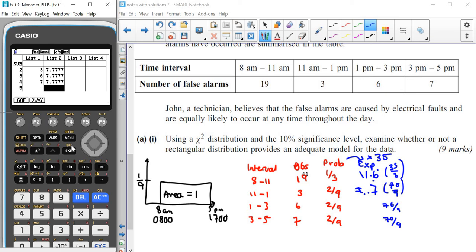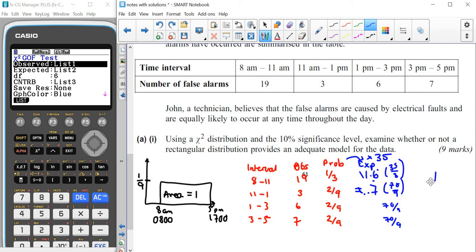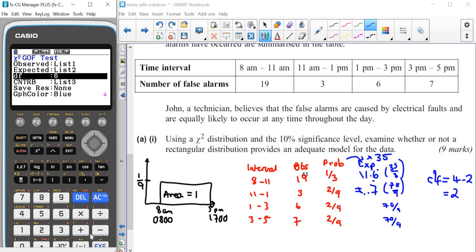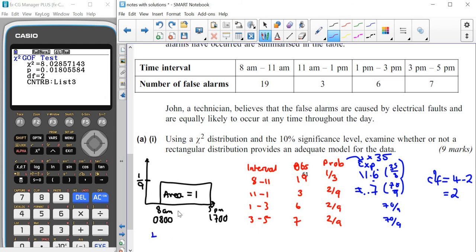Test, chi, goodness of fit. This time our degrees of freedom is going to be 4 minus 2, which gives us 2. And that gives us our test statistic. Notice here, I haven't put my H0 and H1 yet.